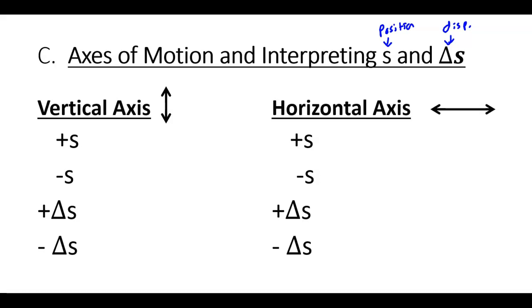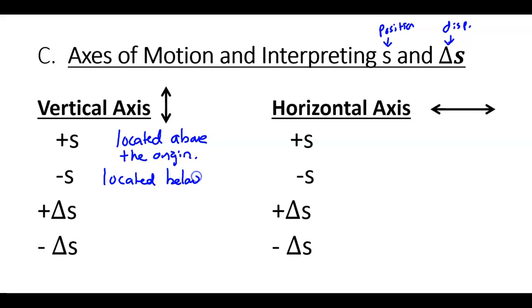All right, so this first one here, we're going to talk about on a vertical axis. In this case, the coordinate is located above the origin. Located above the origin because it's positive S. So like if we're on a vertical axis and I told you the position is 3, that means it's 3 spaces above the origin, right? If it's negative, that means we are located below the origin.